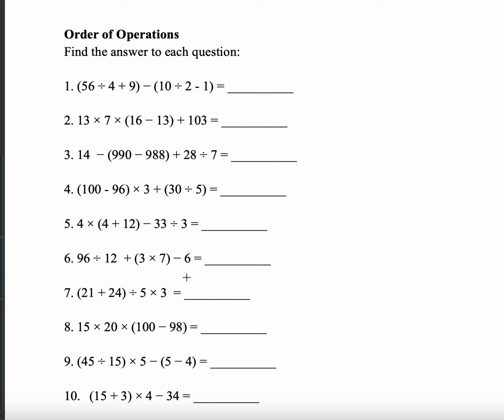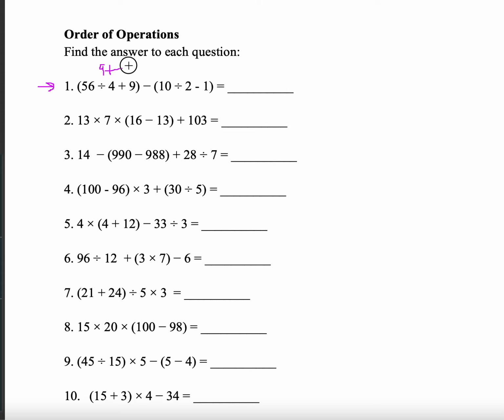This is order of operations, so let's look at number 1. So we always solve the things in the parentheses first, so we can start on either side. So let's start here, and it's PEMDAS, so first parentheses, then exponents, we don't have any here, then multiplication and division. So we're going to solve this first.